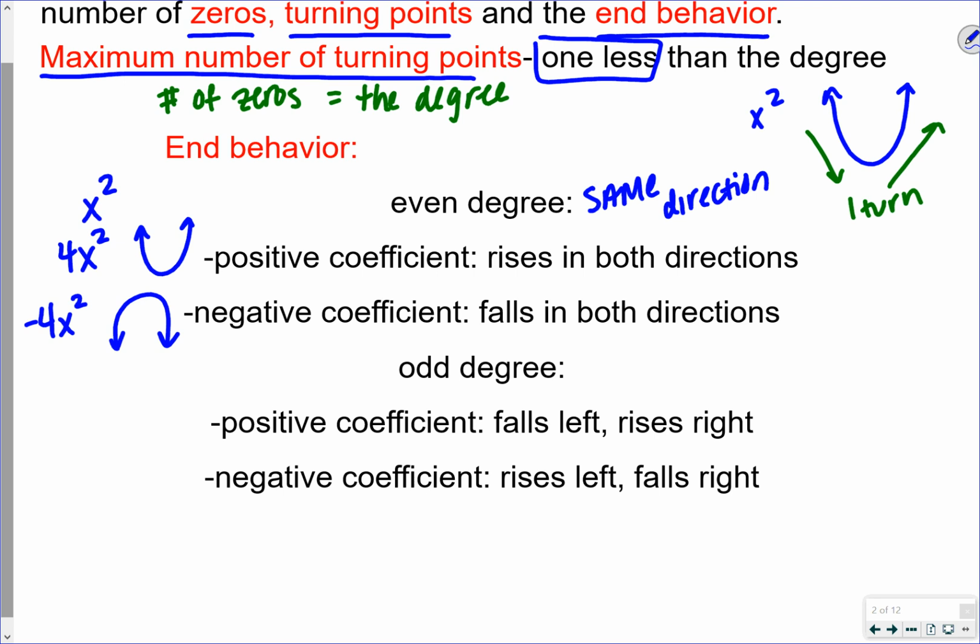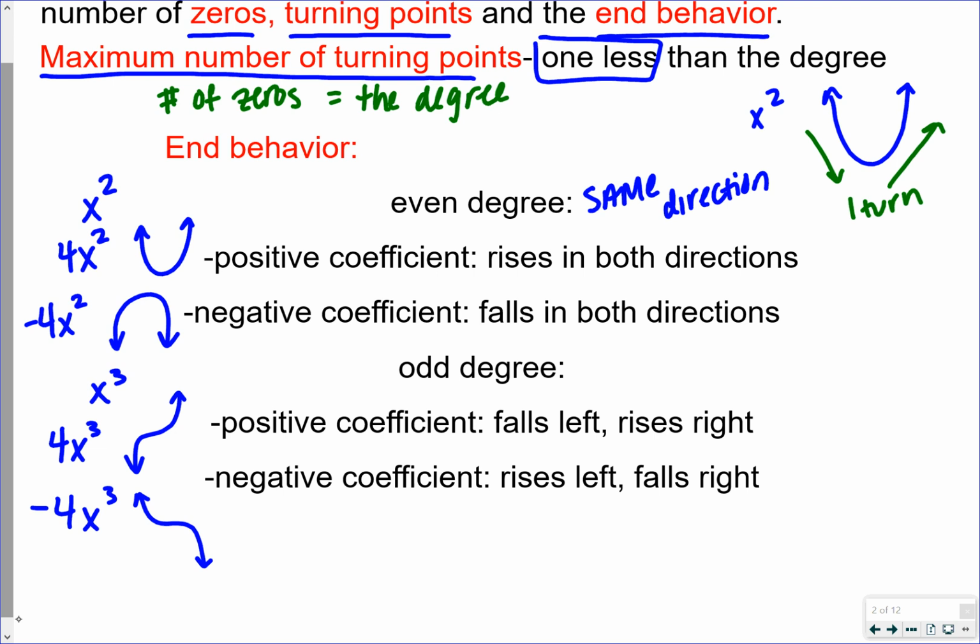Now, odd degree, that exponent would be odd. So x cubed. X cubed, 3 is an odd number. Same thing happens if it's a positive coefficient. If I have a 4x cubed, I'm going to go down on the left, up on the right. If I have a negative out front, it flips: up on the left, down on the right. And this is something you kind of have to just commit to memory. Either you remember what it looks like or you don't. That's why we look at the basics first, your quadratic or your cubic. And then you can relate every single odd term and every single even to back to those two.